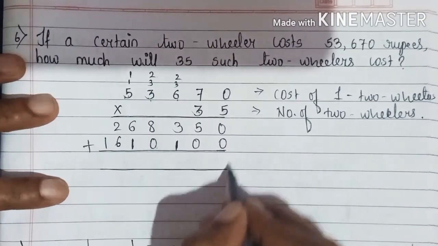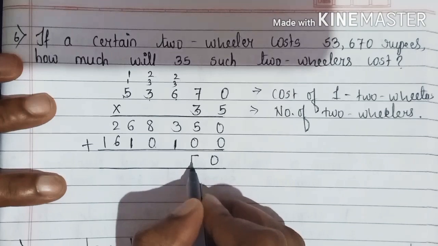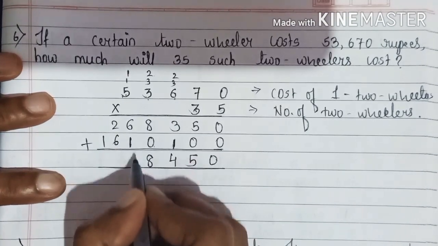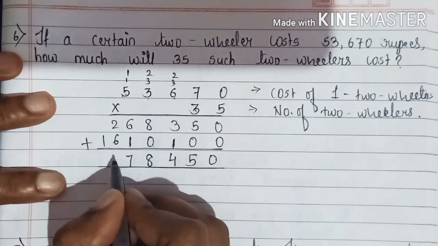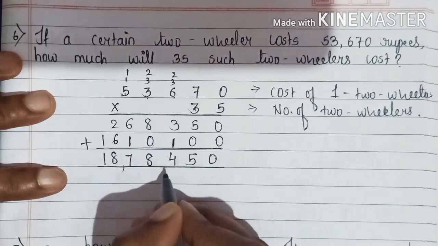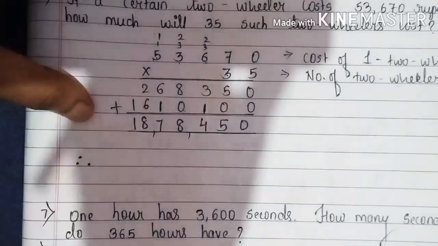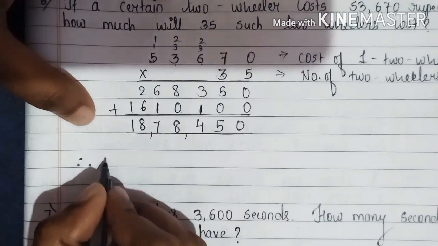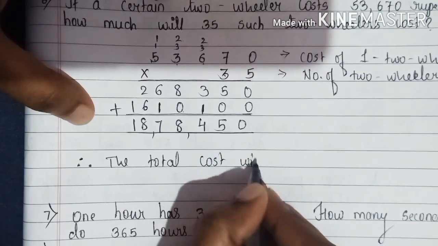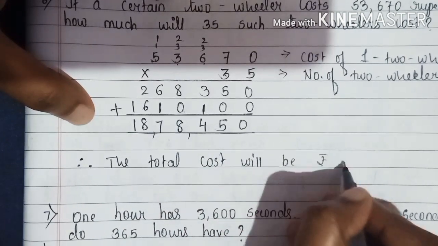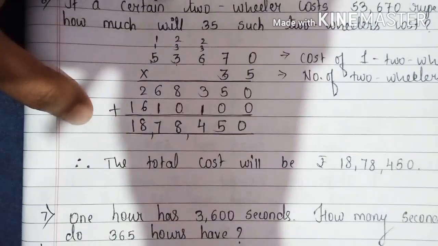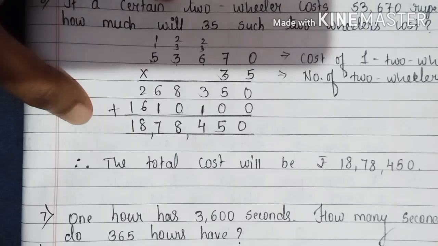Now do the addition. This will be 0, 5 plus 0 will be 5, 3 plus 1 will be 4, 8 plus 0 will be 8, 6 plus 1 will be 7, 2 plus 6 will be 8. This one we will write as it is. So the answer will be 18,78,450. So therefore the total cost will be 18,78,450 rupees. The statement you can write in your own words also.